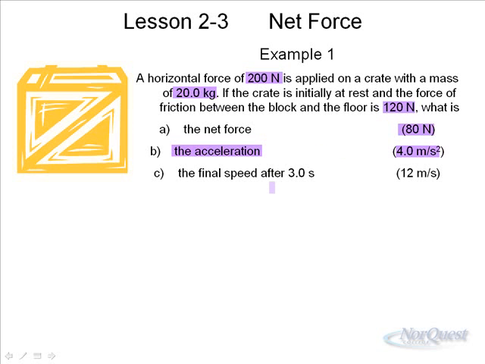And then, of course, the final speed after 3 seconds. Well, I'll leave this one with you. The final speed is going to be found by using one of your kinematic expressions. Since you know the initial velocity is 0, it says right here, at rest, and the acceleration is 4, and you also know that the time is 3 seconds, you should be able to find an equation that helps you to solve for final speed or final velocity, and that will be 12 meters per second. So this one should be straightforward. These are just examples for you.